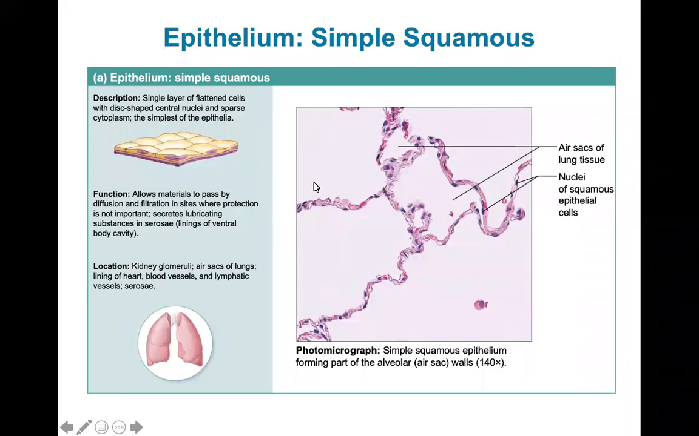So looking at simple squamous epithelium here, you could see you have a single layer of flat cells. Okay, and what we're actually looking at here is the alveoli. Alveoli are the air sacs that we find within the lungs. And here you can see this is the border, and we can see a nice single layer of flattened cells. Okay.